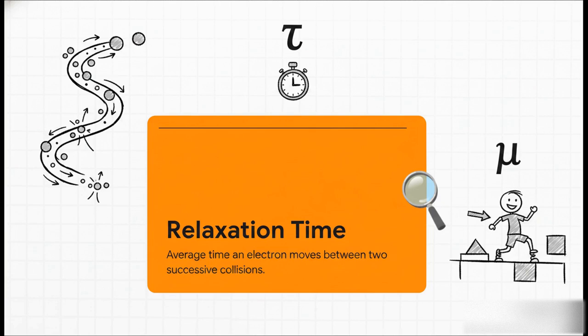As electrons get pulled by the electric field, they are constantly crashing into atoms. This brings us to a concept called relaxation time, which is denoted by the Greek letter tau. Relaxation time is literally just the average rest period an electron gets between those successive, violent collisions. Then we have mobility, denoted by mu. Mobility measures exactly what it sounds like, how agile or mobile an electron is. Essentially, it's how much drift velocity is generated per unit of electric field. So, if an electron can navigate that atomic obstacle course efficiently, we say it has high mobility.